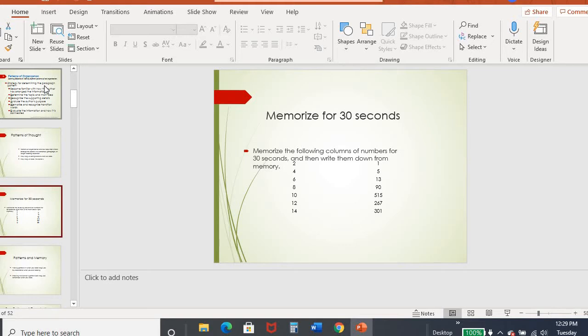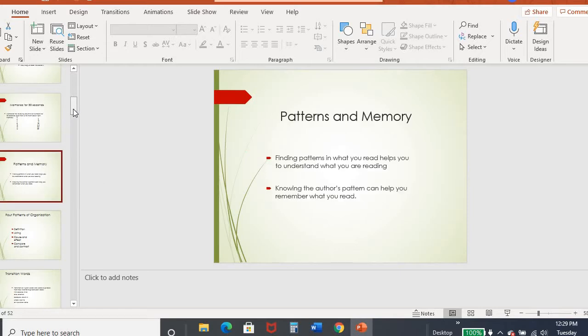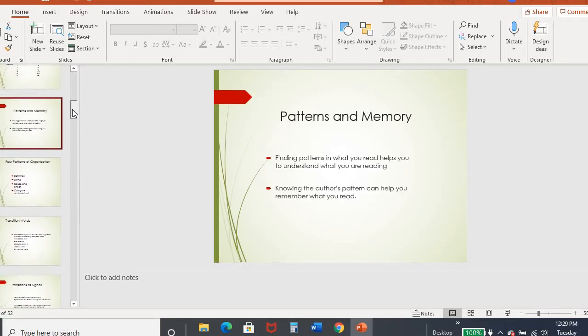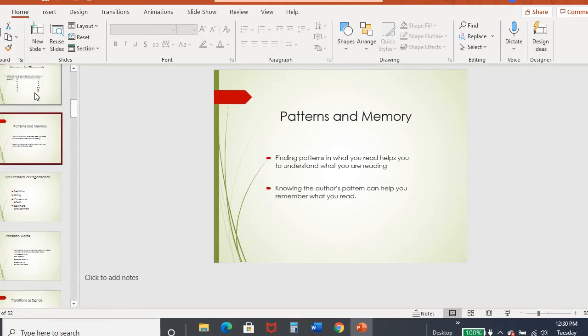So real quickly, I'm going to ask that you memorize this for 30 seconds. Try to look at those two columns of numbers and memorize. That was probably a little less than 30 seconds. If you needed to pause it to look at it for a full 30 seconds, that's fine. But I want you to try to remember what the two columns were. If you need to jot it down and test yourself, if you need to pause it and try it. Okay, hopefully you've paused it.